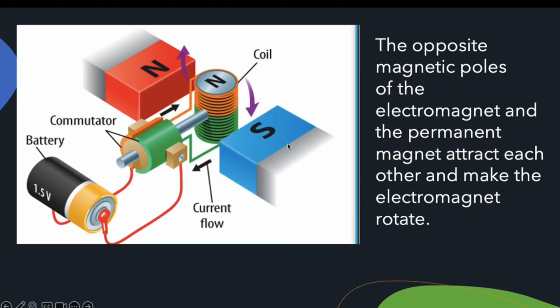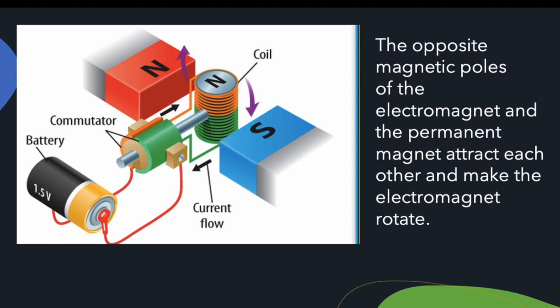Here is an example of an electric motor. Here, the opposite magnetic poles of the electromagnet and the permanent magnet attract each other and make the electromagnet rotate. So, here, the permanent magnet and electromagnet attract each other. It causes the motor to begin to turn.